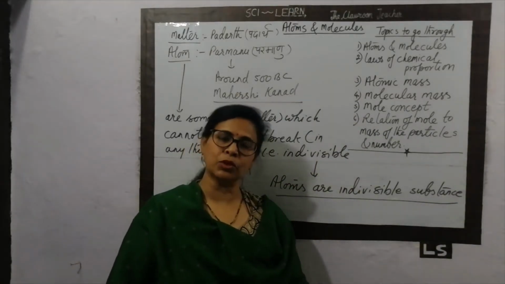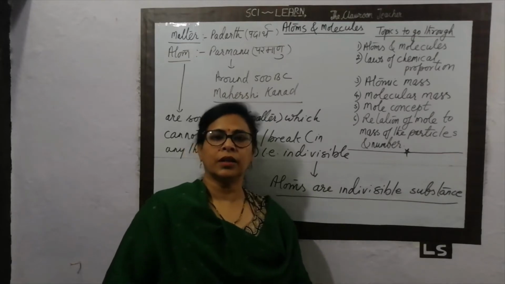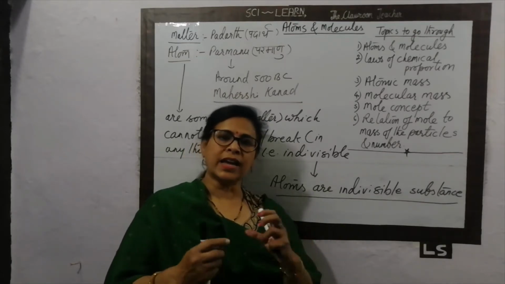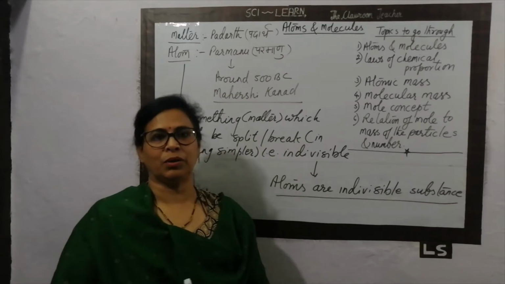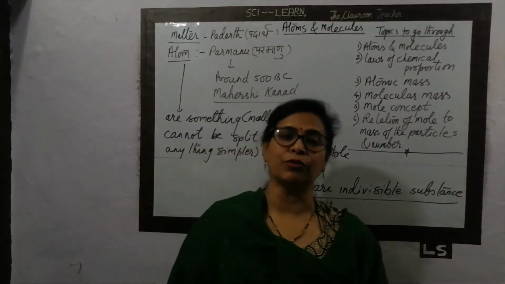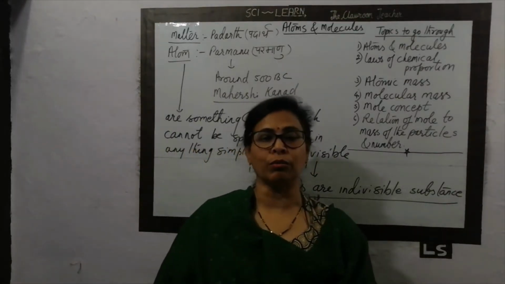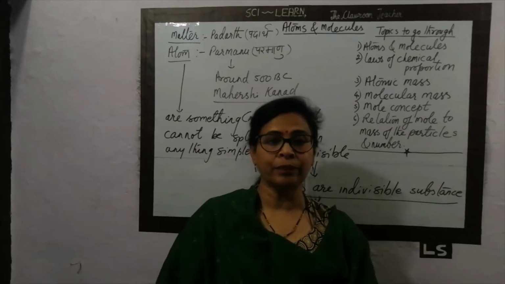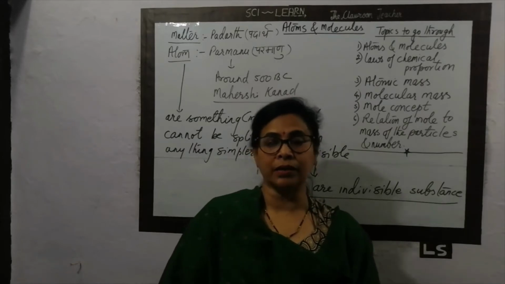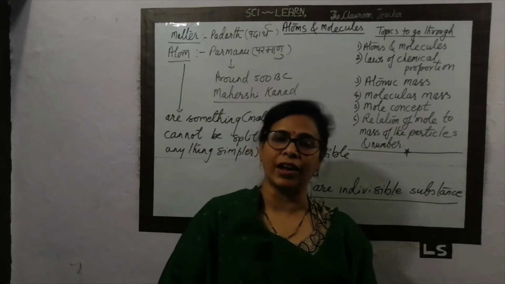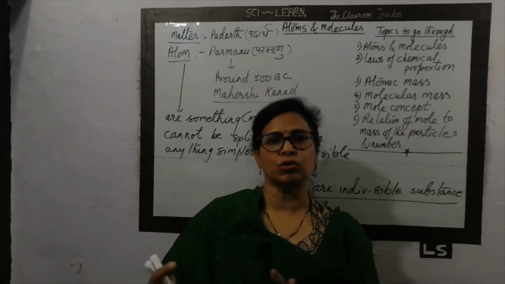We will study John Dalton later on. How do these atoms combine together? That is the big question. When atoms combine together, they form a molecule. So what is a molecule? A molecule is simply a group of atoms. When two atoms combine, it is called a diatomic molecule, three, tri, four, tetra, and so on.